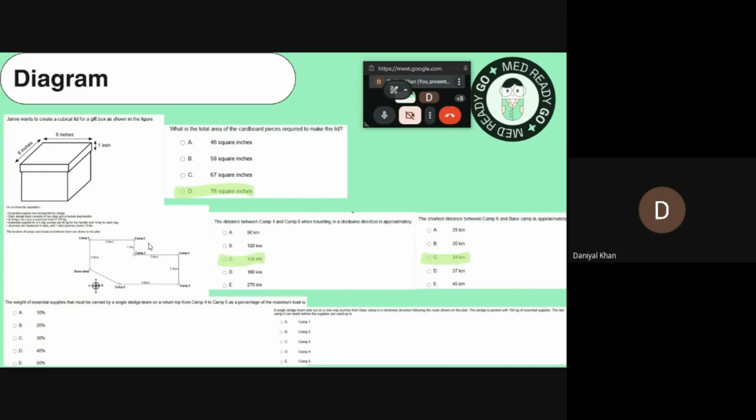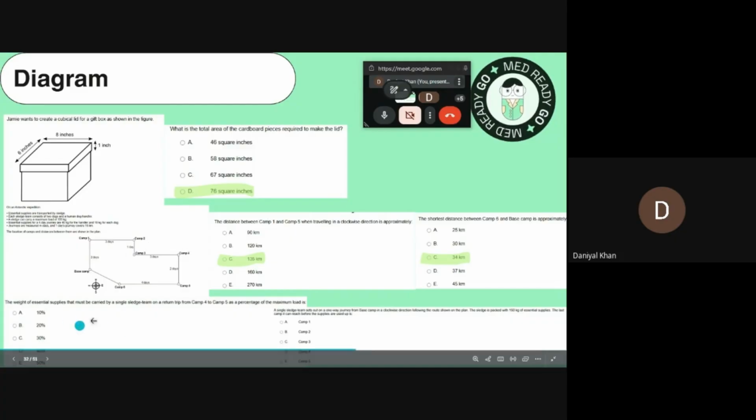Okay. The next question. So the weight of essential supplies that must be carried by a single sledge team on a return trip from camp 4 to camp 5 as a percentage of the maximum load is. Now this percentage is once again. One thing to remember is that a return trip means you go from camp 4 to camp 5 and camp 5 back to camp 4. So it's not just 2 days, it's 4 days because you're going there and back. Essential supplies for a 4-day journey are 40 kilograms for the handler and 10 kilograms for each dog.